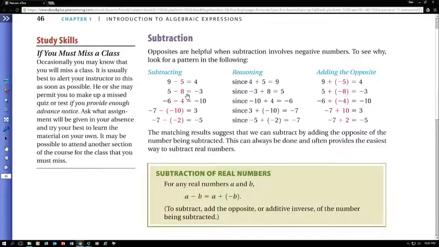5 minus 8, you might be perfectly fine saying, I go 5 to the right and 8 back, I get negative 3. But that's exactly what you do with this addition again. And I'd get negative 3.